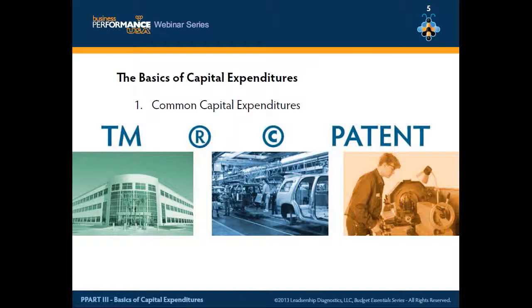So we talked about intangible assets, and some of those could be trademarks, registered trademarks, copyrights, patents, things of that nature. And then we talked about the tangible assets, which could be property, equipment. So those are the two different types of assets that we talked about.